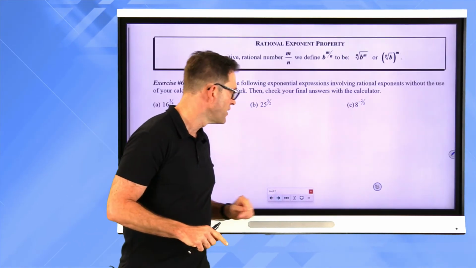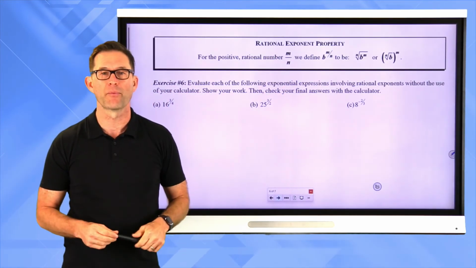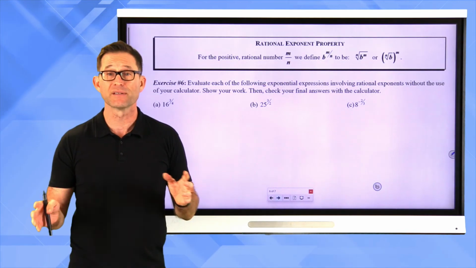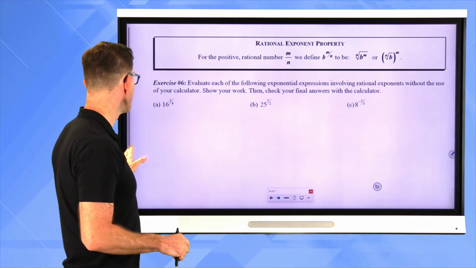All right. Let's take a look at one last problem. But first let's summarize. Rational exponent property. For the positive rational number, m divided by n, we define b to the m divided by n to be either the nth root of b to the m, or the nth root of b, then raised to the m power. And as we discussed in the last exercise, it really doesn't matter which one you think of first. So let's take a look at exercise number 6.